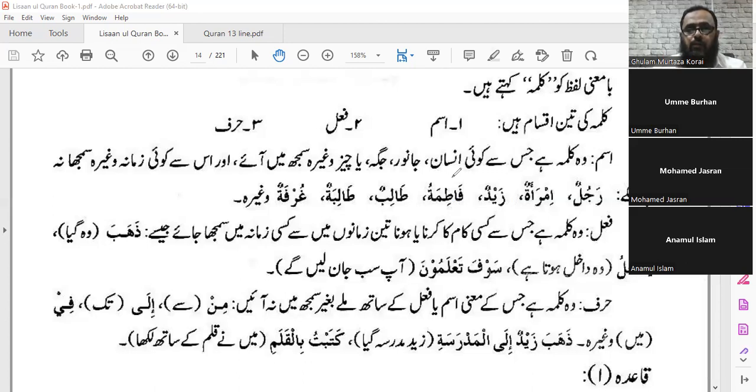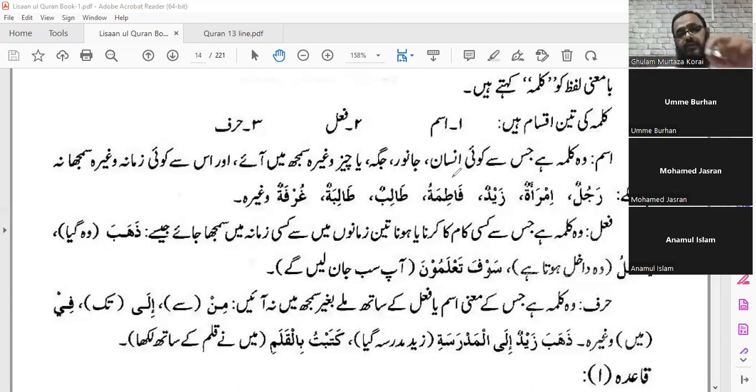It does not include any tense, right? And number two, when we talk about fi'l, that is fi'lun, or verb. Now, verb is a meaningful word. It gives meaning as well. Number two, it expresses time. Like we say, Khatama, that is a verb that gives the meaning of past tense.